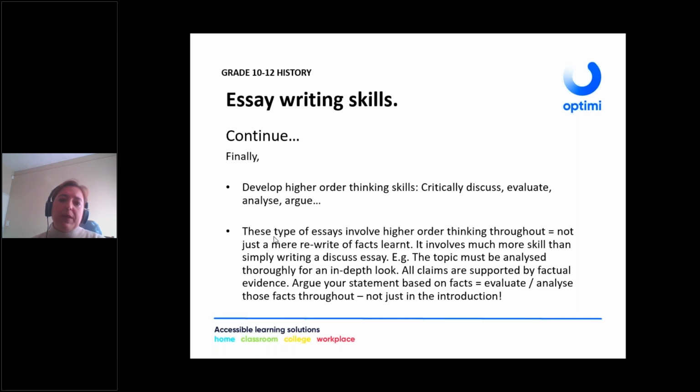The second bullet point there: these types of essays involve higher order thinking throughout, not just in the introduction and not just in the conclusion, but throughout the essay. It's not just a mere rewrite of facts that you have learned. It involves much more skill than simply writing a discuss essay.